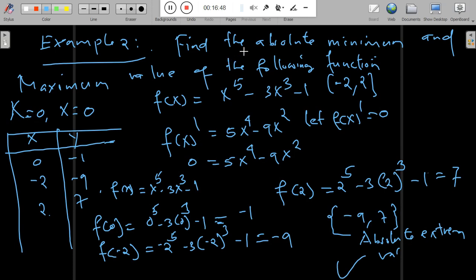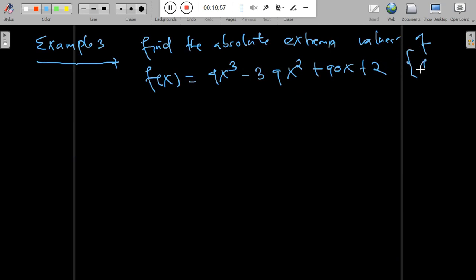So let's try to check on a last example for better understanding. Find the absolute extrema values of the function 4x cubed minus 39x squared plus 90x plus 2. You are provided with an interval 1 up to 6. Solution: we apply the first order derivative of the function.